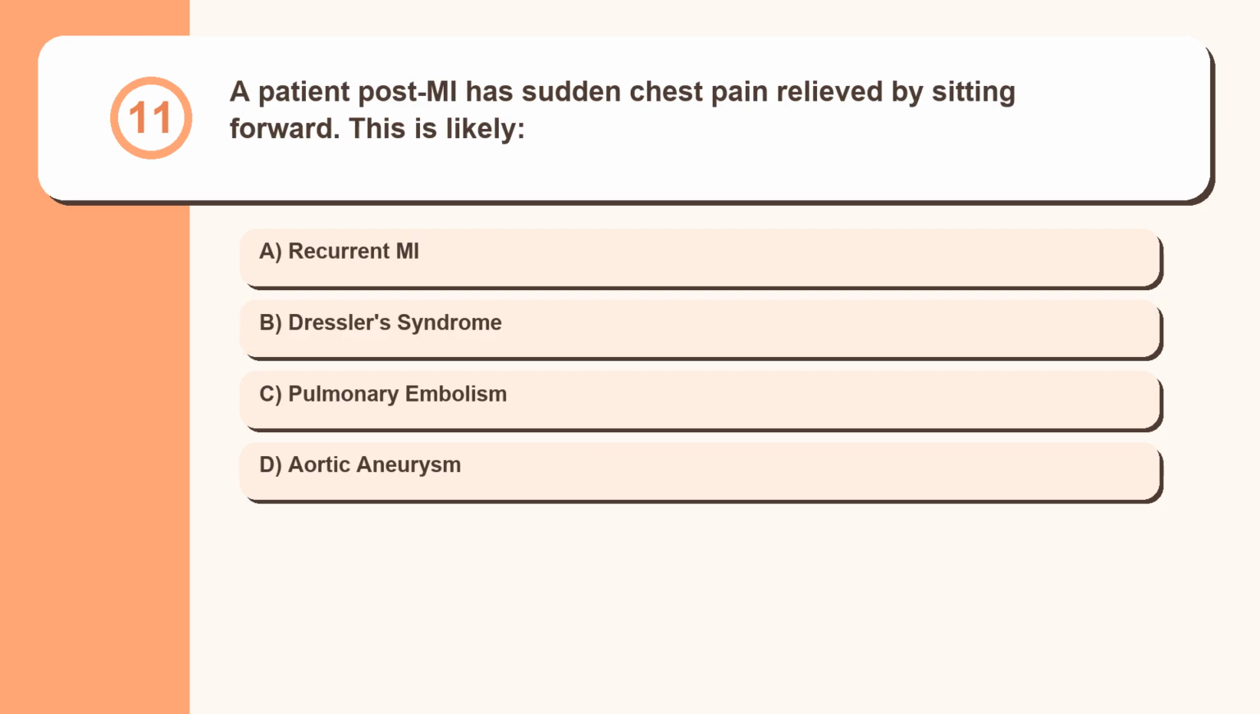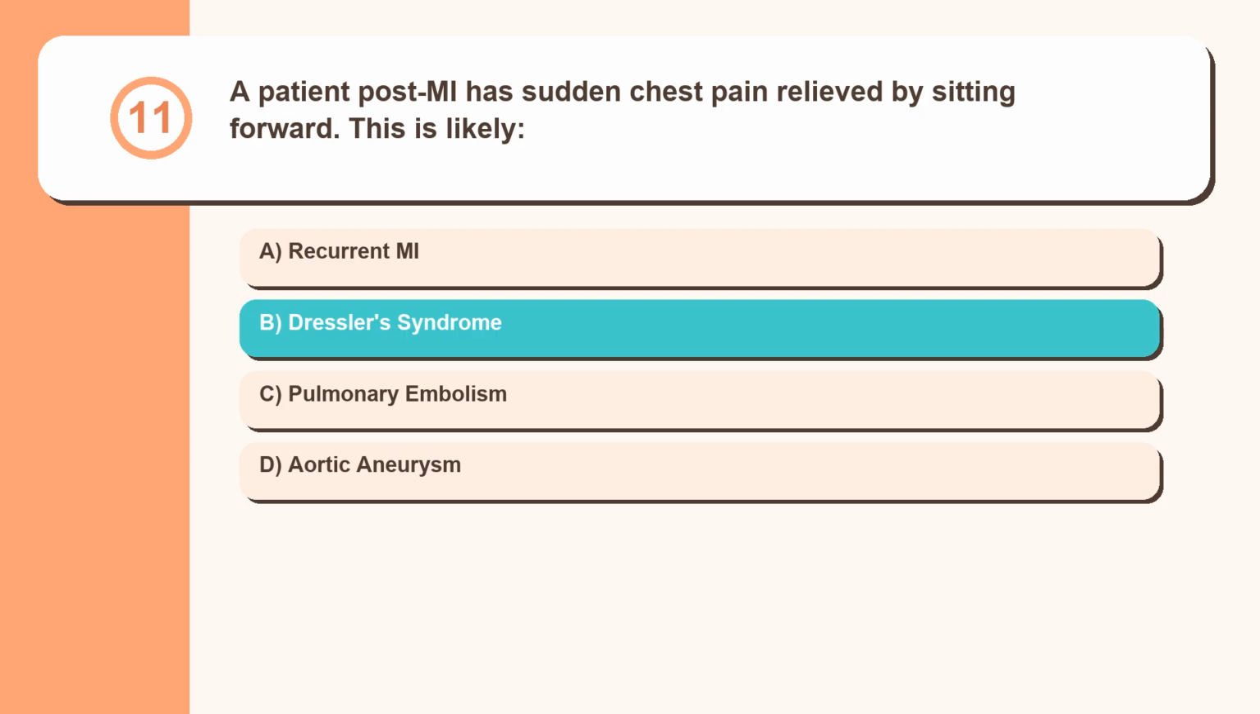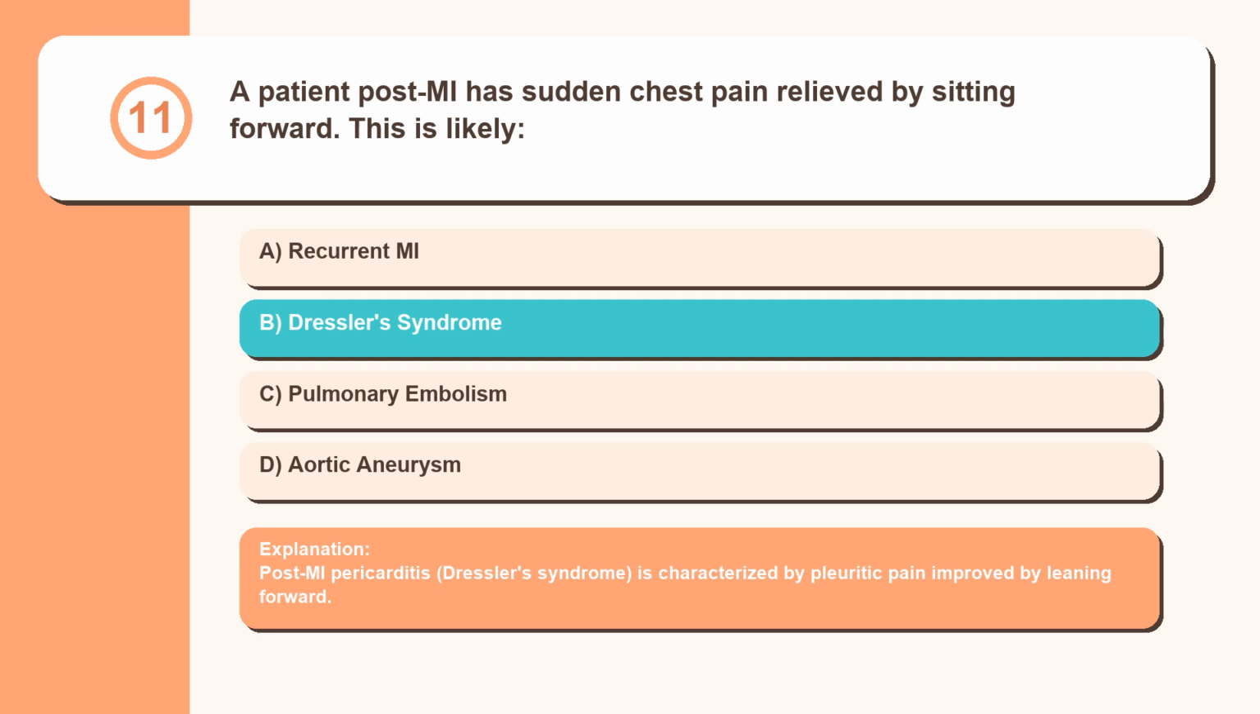Question 11. A patient post-MI has sudden chest pain relieved by sitting forward. This is likely recurrent MI, Dressler's syndrome, pulmonary embolism, aortic aneurysm. Post-MI pericarditis, Dressler's syndrome, is characterized by pleuritic pain improved by leaning forward.